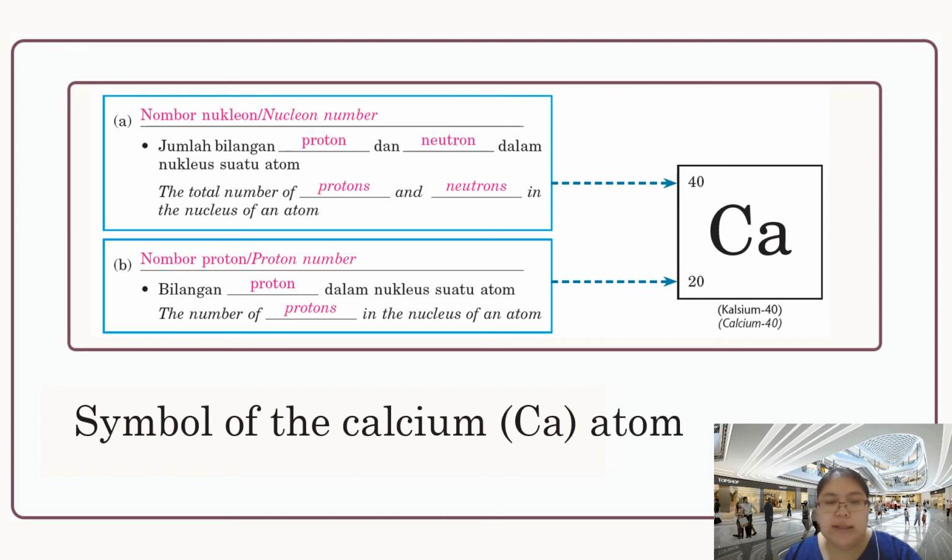Okay, now we're going to see the symbol of calcium. This one is Ca, the element for calcium. Let's say at the top is 40, down is 20. 40, what's the name? 40 is the nucleon number. What does nucleon number mean? Nucleon number is the total number of protons and neutrons. That means proton plus neutron, we call it nucleon. Okay, 20 is the proton number. That means this number shows how many protons are inside the nucleus.